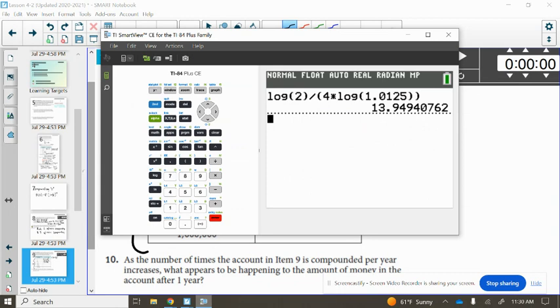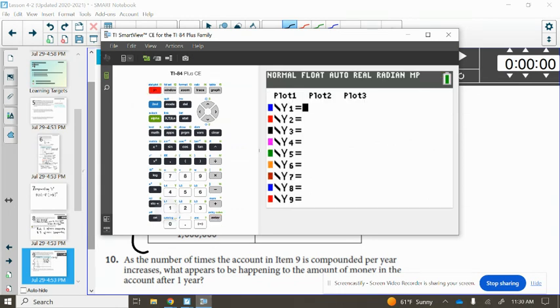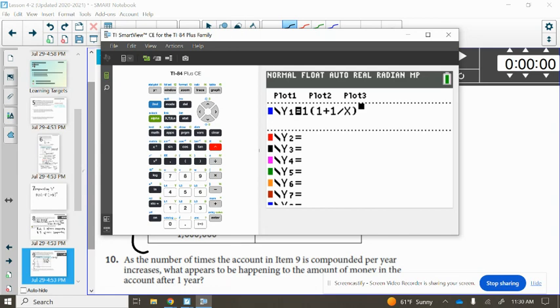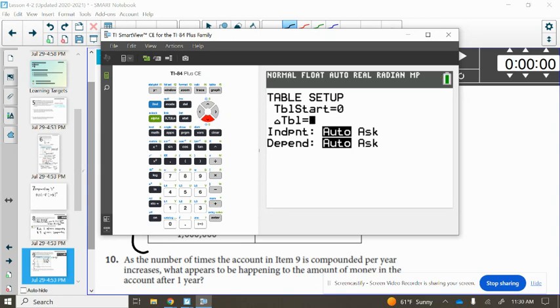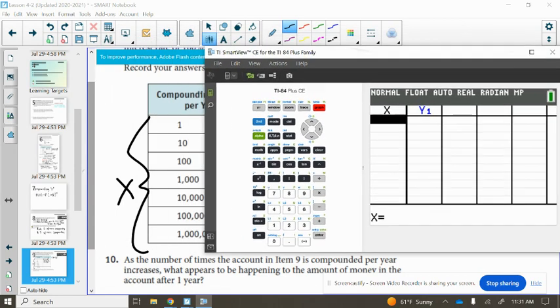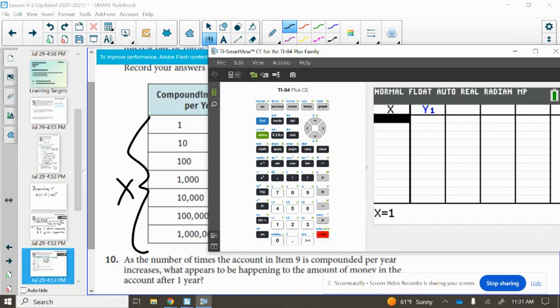Well, if we take our calculators and we look at the table of this, right? We take 1 plus 1 divided by our number of compoundings and then to that x power. Okay, and we look at our table. What we could do is set up our table to be independent, where we can just start typing in these different values from the chart. So we look here, we have 1, 10, 100, and then 1,000.